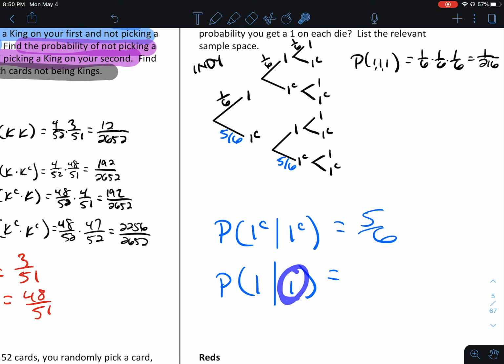Given that a person got a 1 the first time, that's this path. Once again, we don't care about the probability of getting there. What's the chances they get a 1 the second time? That is 1 out of 6. Independent events, so if it's independent, this condition doesn't matter. It has no effect on the answer. So this is the same as just me saying, what's the probability of getting not a 1? What's the probability of getting a 1? Because the condition doesn't matter if they're independent events.